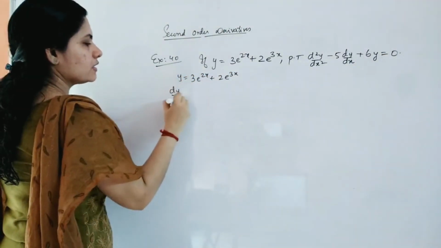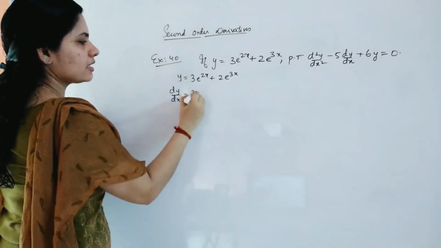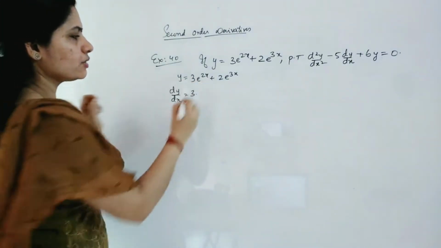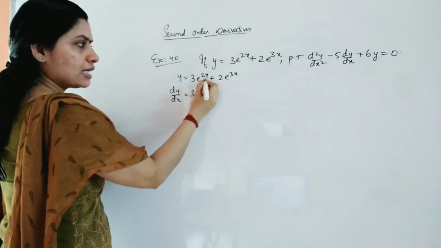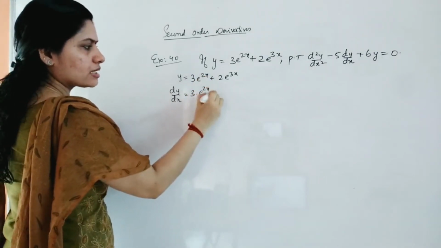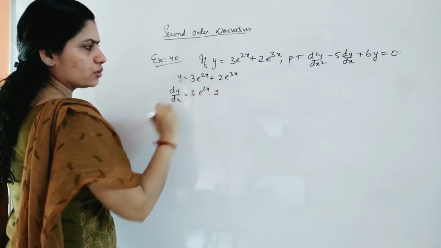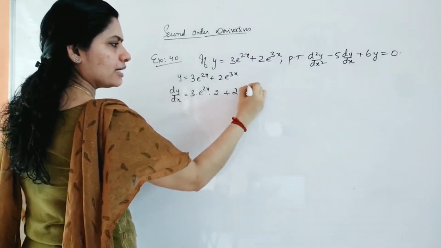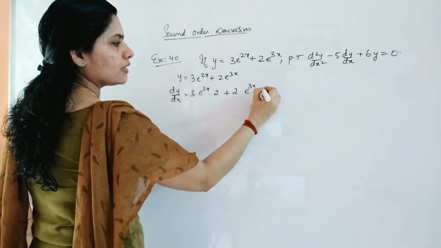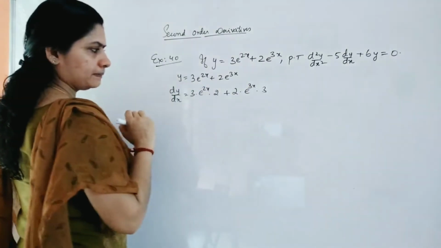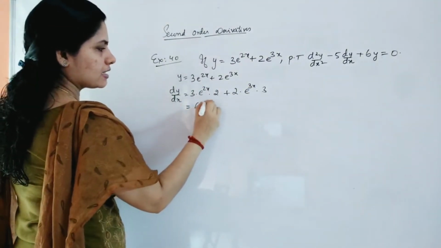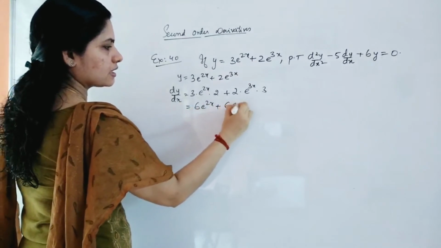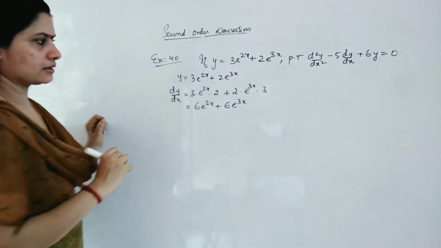First you are differentiating with respect to x. So dy by dx is 3 into derivative of e raised to 2x, which will give you e raised to 2x into derivative of 2x, which is 2. Plus 2 into e raised to 3x into derivative of 3x, which is 3. So you are getting 6 e raised to 2x plus 6 e raised to 3x.